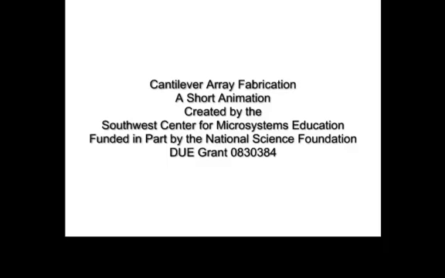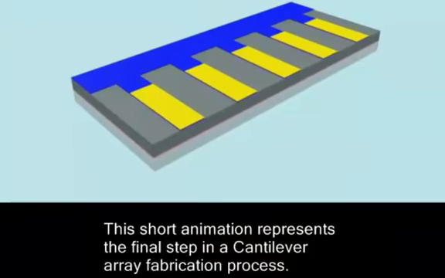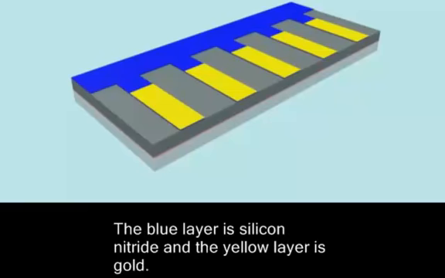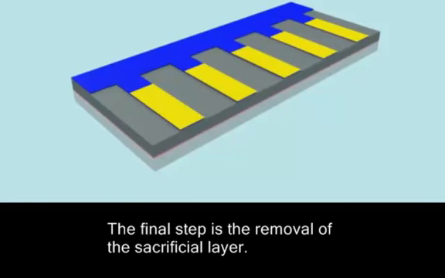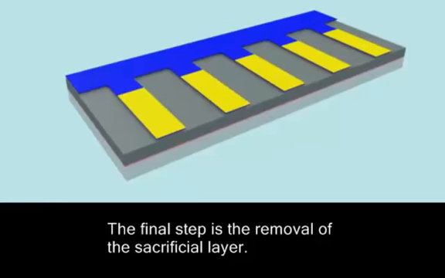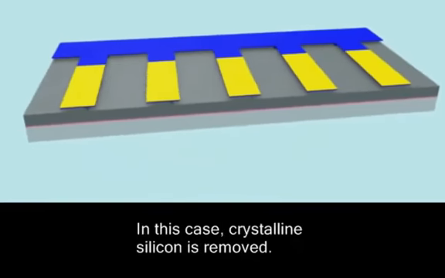So here we see the cantilever fabrication short animation. I decided to put this in after the lecture so you can see what's going on. The blue material represents silicon nitride that's been patterned and etched with a reactive ion etching process. This acts as a hard mask. So the gray area that shows outside of the blue and gold areas is crystalline silicon.